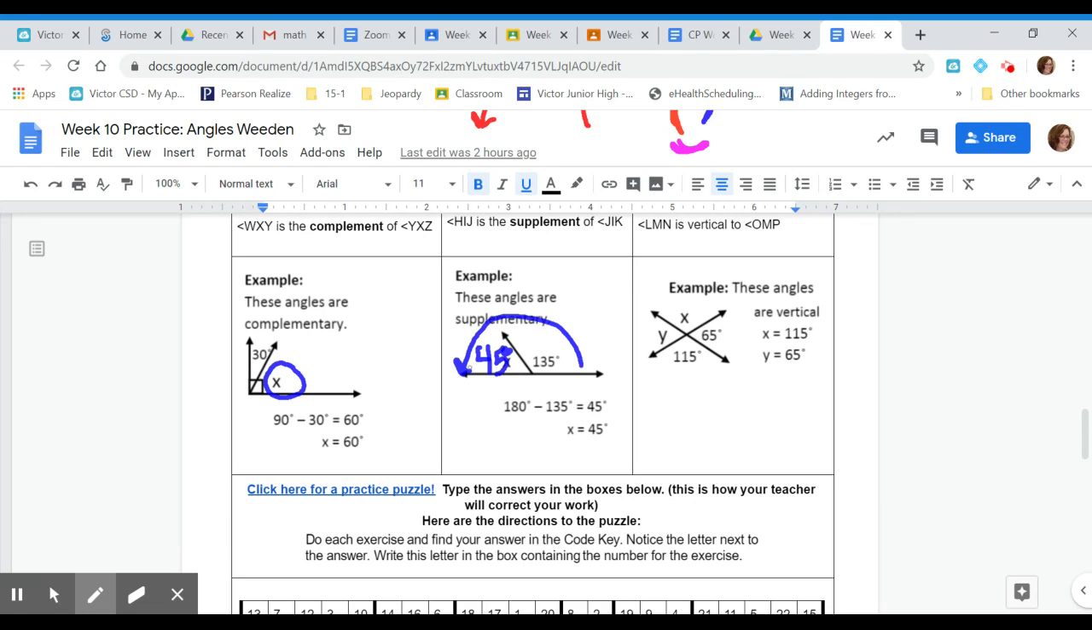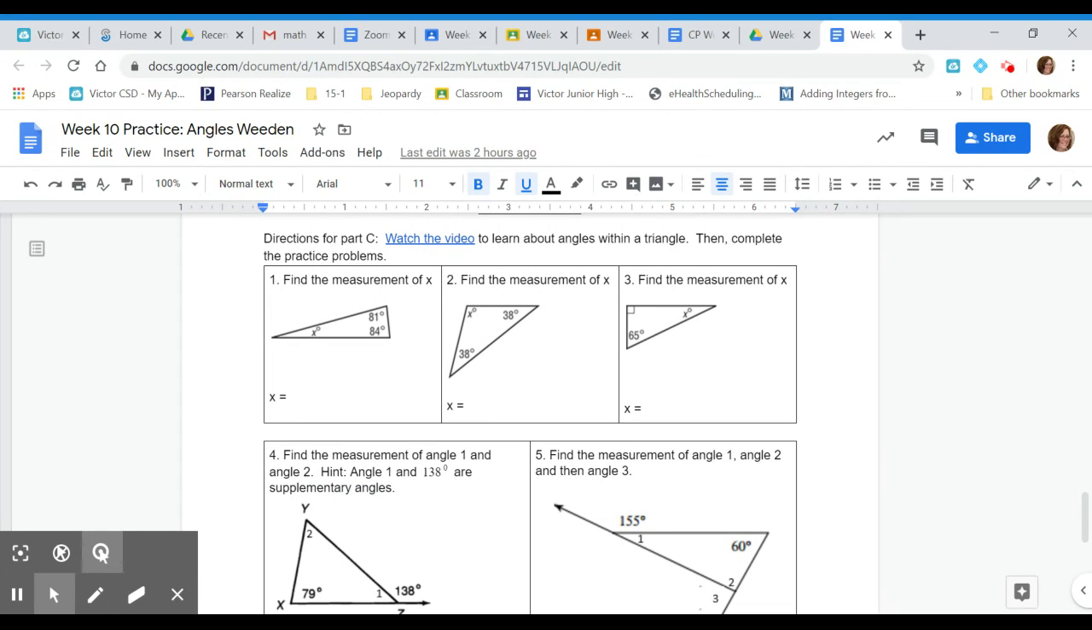When we have examples here, we know vertical angles are going to be the same, and they even kind of look the same here. So if we have 115, then this one across from it also has to be 115. And then if this one's 65, then this one over here has to also be 65. So we can use that vocabulary word, that definition, to help us find the vertical angles.